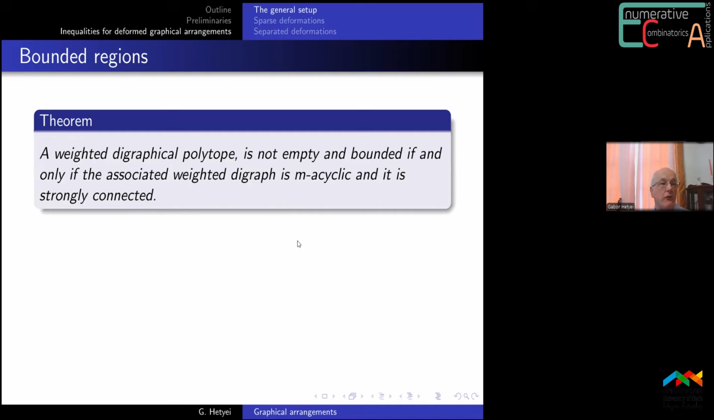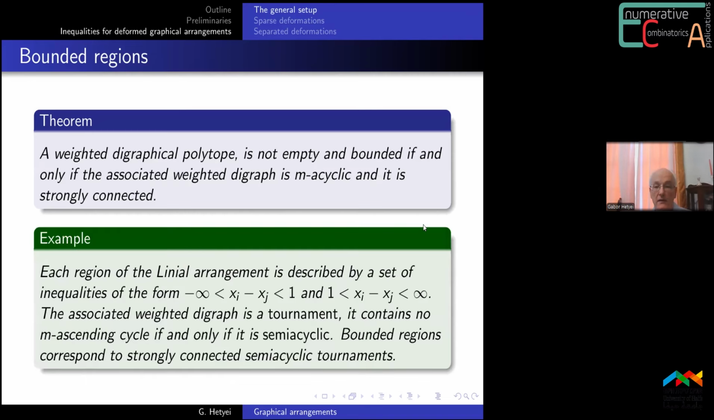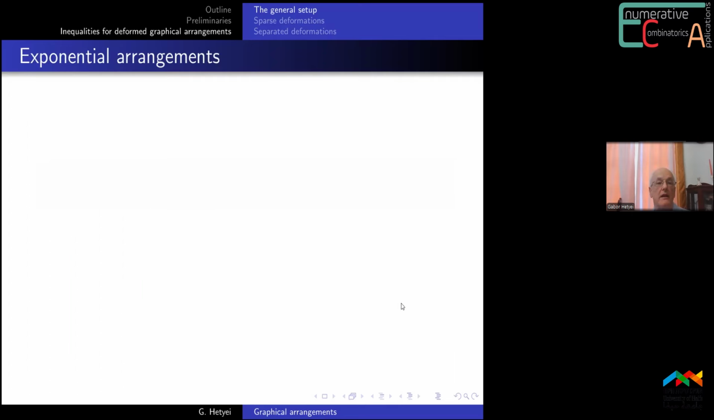I would like to mention also that in the Hopkins-Perkinson paper, if you read it, the arrows go backwards and they have unoriented edges, and those are the ones where in my setting directed edges would go both ways, and with this precision I can also have multi-graphs, they only have simple graphs. Okay, and so as a consequence for the linear arrangement, bounded regions correspond to strongly connected semi-acyclic tournaments.